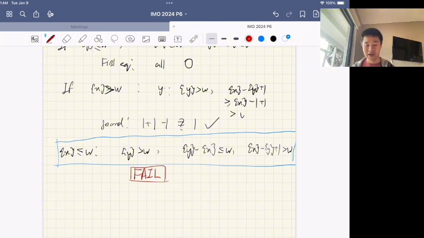Now, can this actually happen? Well, the answer is yes, unfortunately. So for w, let's say this is w over here, so y is just a tiny bit over w, and x is just a tiny little bit below w. So yeah, unfortunately this is where it fails.